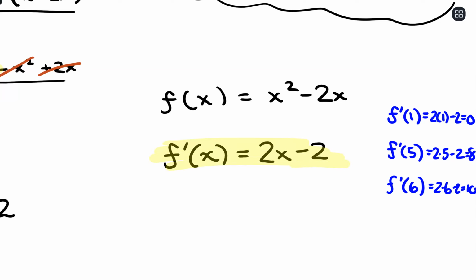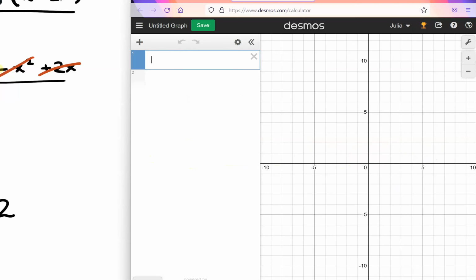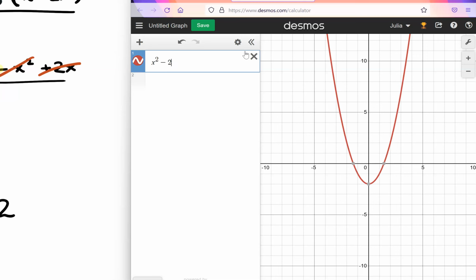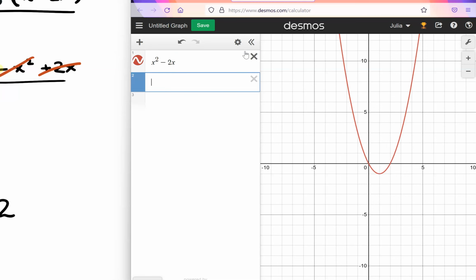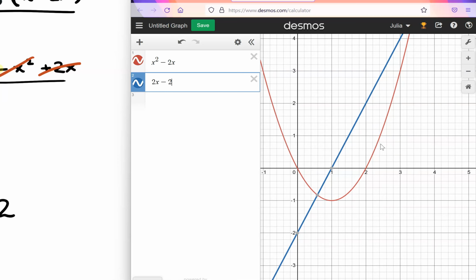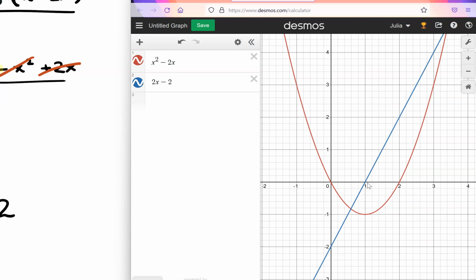Let's also take a look at the graph real quick. So if we have our original function, x squared minus 2x, and then I graph the function 2x minus 2, okay, here's our parabola. We're going to talk more about graphs in another video and even more in later lectures, but the red parabola is our original function, x squared minus 2x.